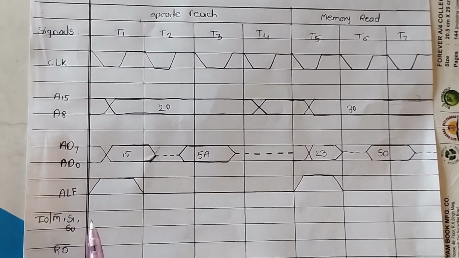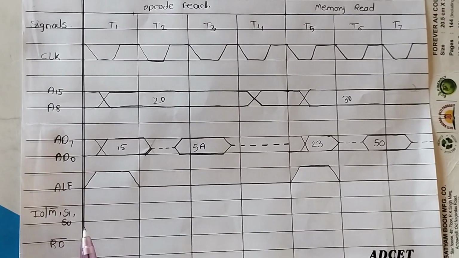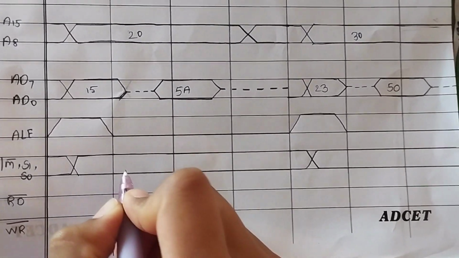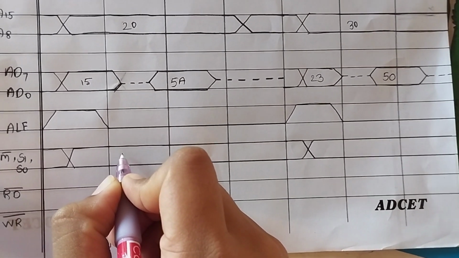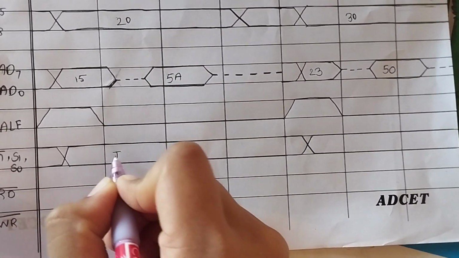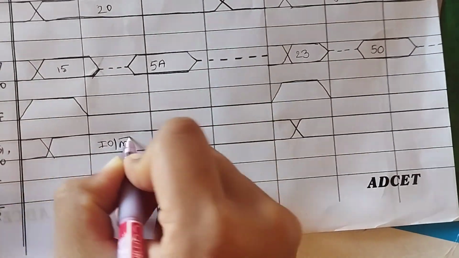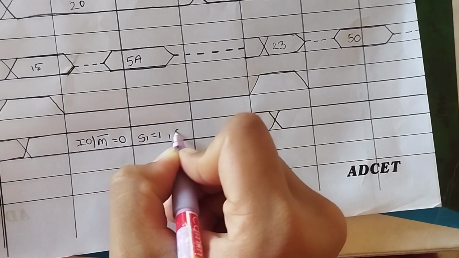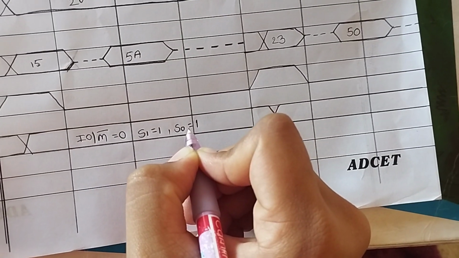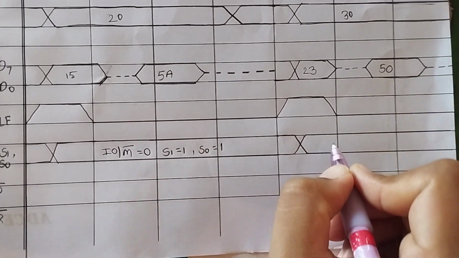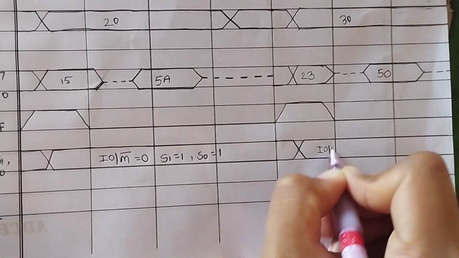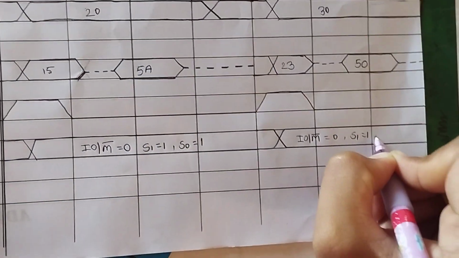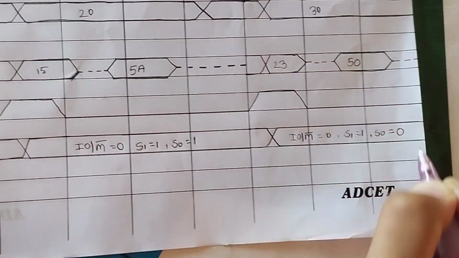Now we draw the IOM bar and S1, S0 signals. Now we write here all the signals. IOM bar is equal to 0, S1 is equal to 1, S0 is equal to 1. And for the read machine cycle, IOM bar is equal to 0, S1 is equal to 1, S0 is equal to 0.